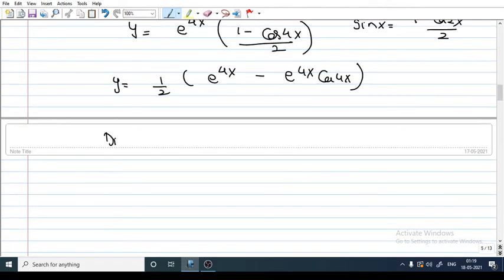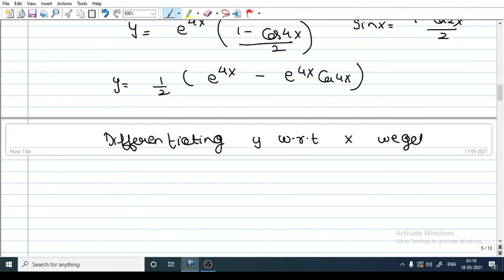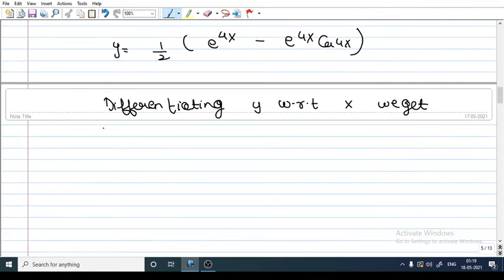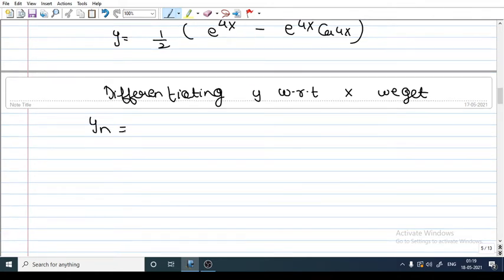After this, we write the statement: differentiating y with respect to x n times, we get y_n equals, I am not going to write that step because it is just time consuming, 1 by 2. What is the nth derivative of e^(4x)? Because we have studied this.